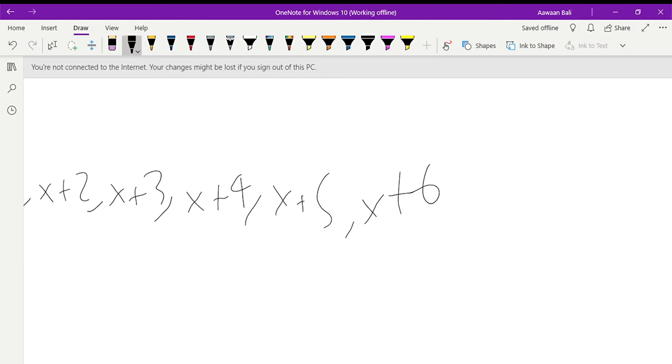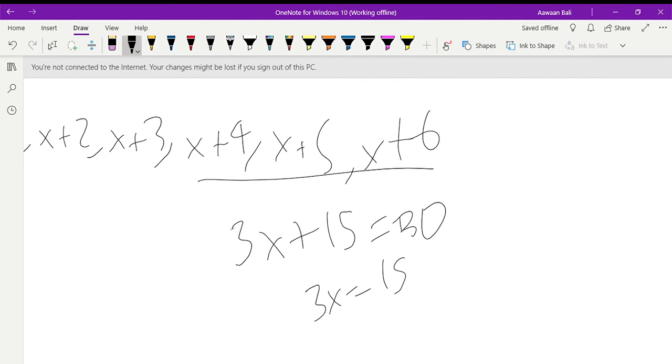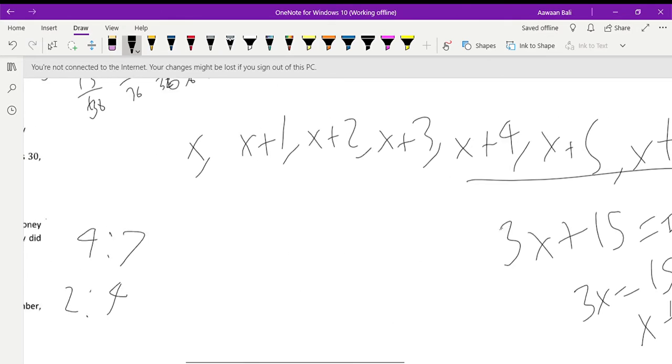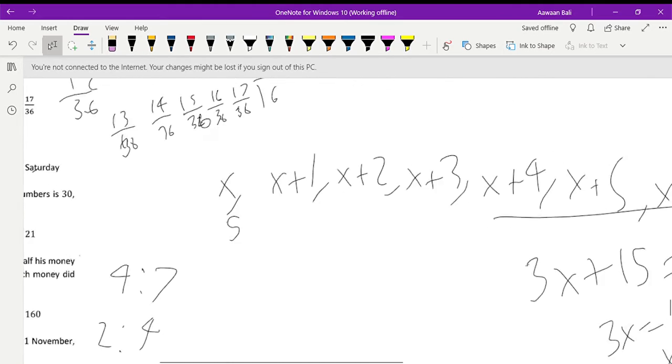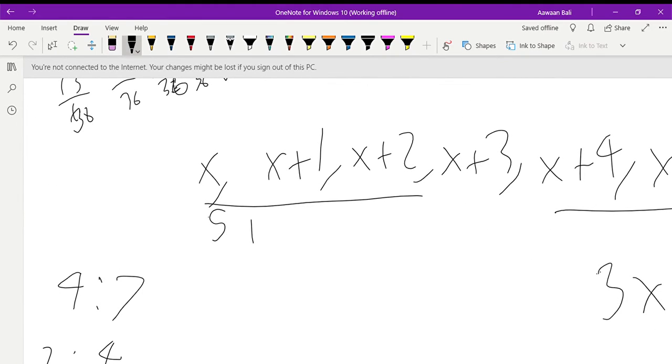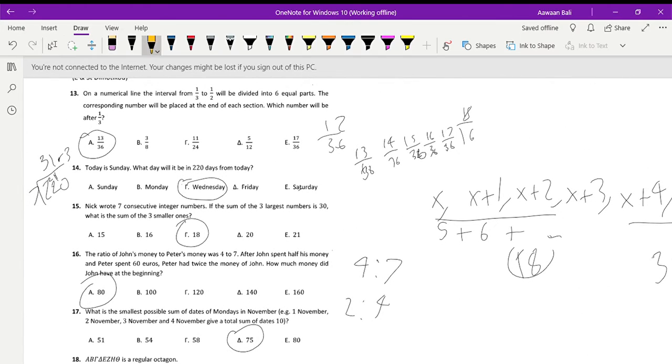So these 3 are equal to 30. So when we add them together, we get 3x plus 15, since 4 plus 5 is 9, plus 6 is 15, and x times 3 is 3x. So 3x plus 15 is 30. We minus both sides by 15. 3x is 15. Divide both sides by 3. x is 5. And it's asking the sum of the 3 smaller ones, so 5 plus 6 plus 7. 5 plus 6 is 11 plus 7, 18, which means the answer is 18. It's gamma.